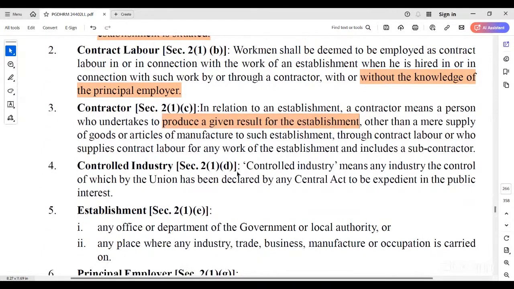So here also see that controlled industry is defined in Section 2, subsection 1, subsection D. Controlled industry means any industry, the control of which by the Union has been declared by a central Act. So we will declare here that the Union has been declared as per central Acts.